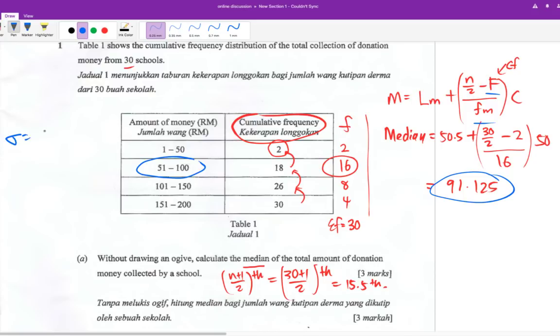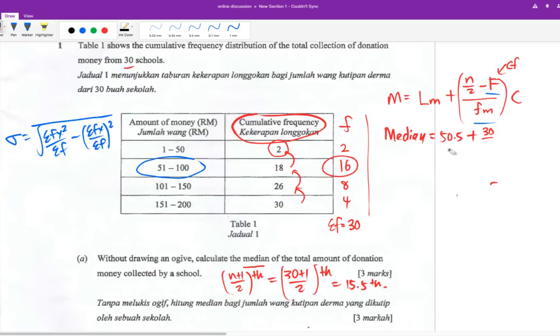The formula for standard deviation basically is the square root of sum of fx squared divided by sum of f, minus the mean squared, which is sum of fx over sum of f, squared. Alright, this is the formula of standard deviation. So I will need to find out all the information I need, then I will substitute into the formula. I will just erase whatever you see here.